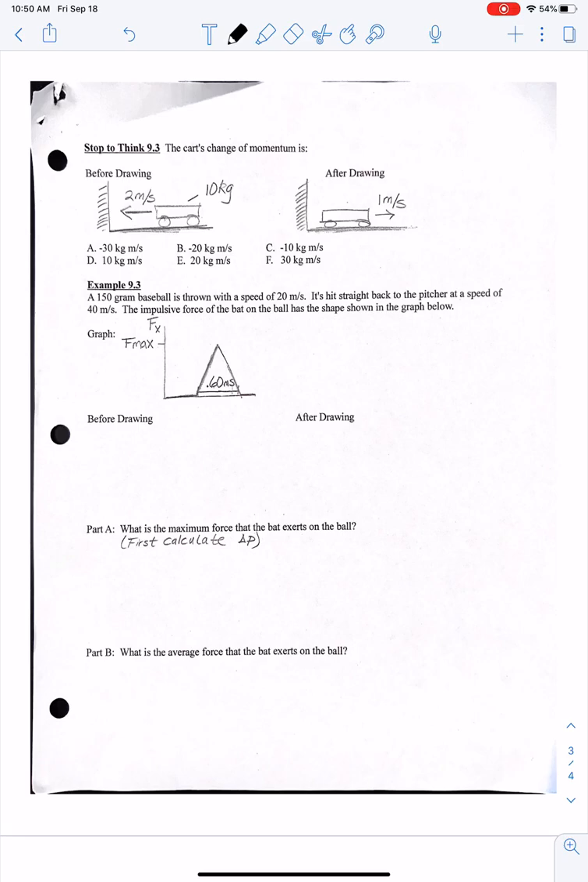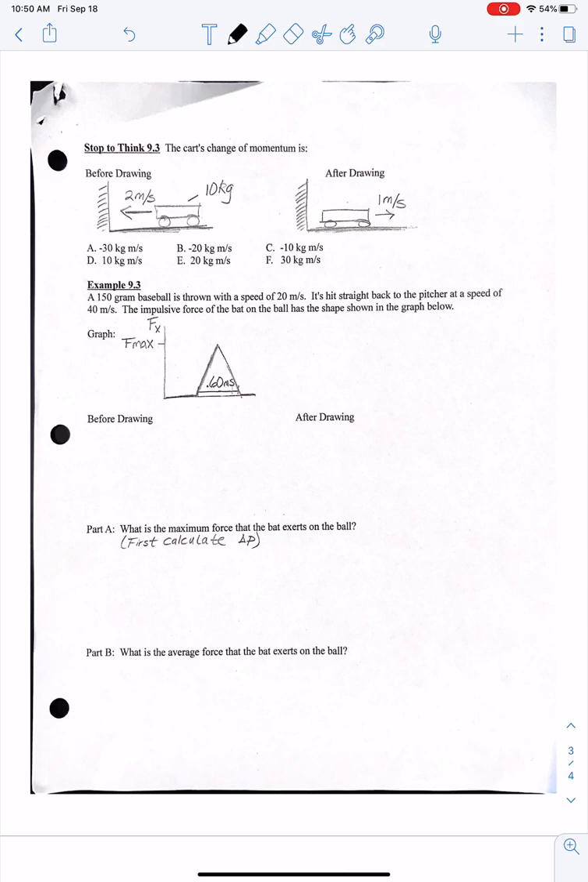And here we have a stop to think. So I would pause the video and give this a try. What it says is you have a cart that is 10 kilograms moving to the left at 2 meters per second, and then it's going to hit the wall and rebound at 1 meter per second to the right. So go ahead, and it says, what is the change in momentum? So go ahead and solve that by pausing, hopefully.